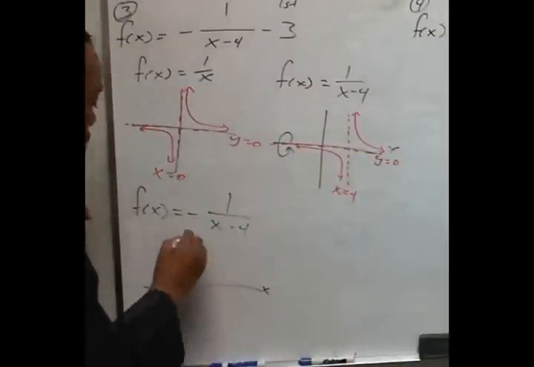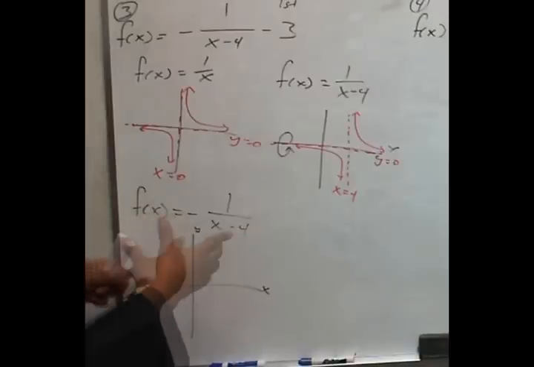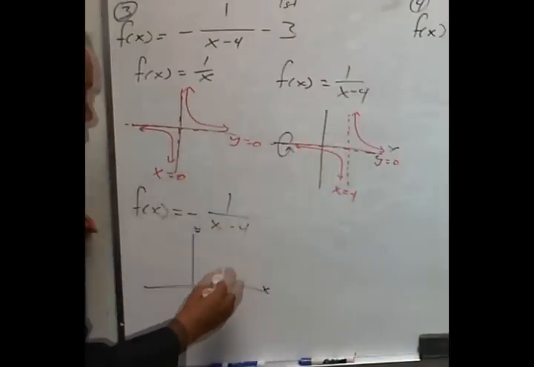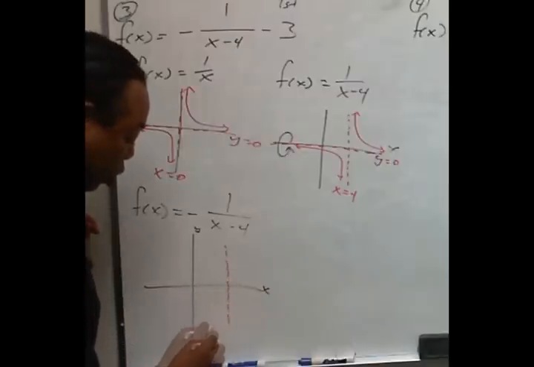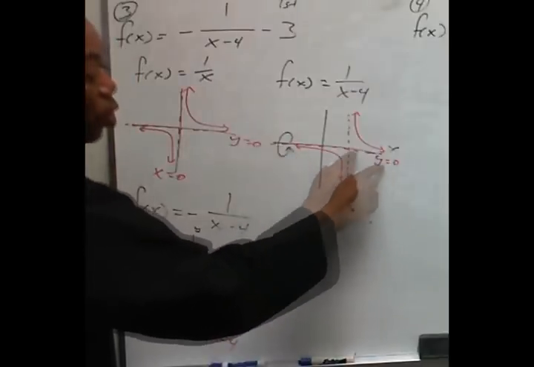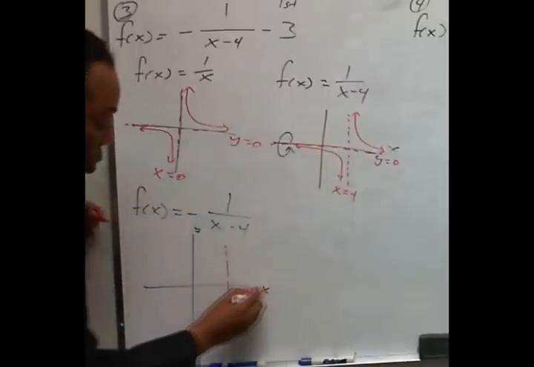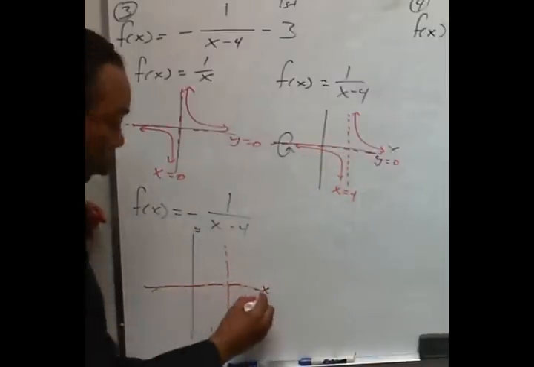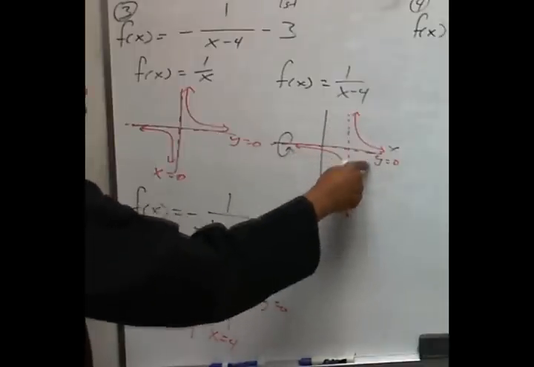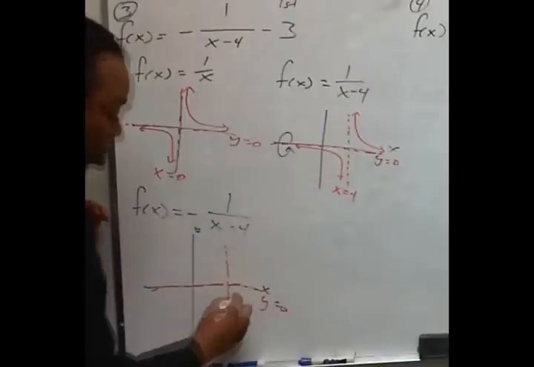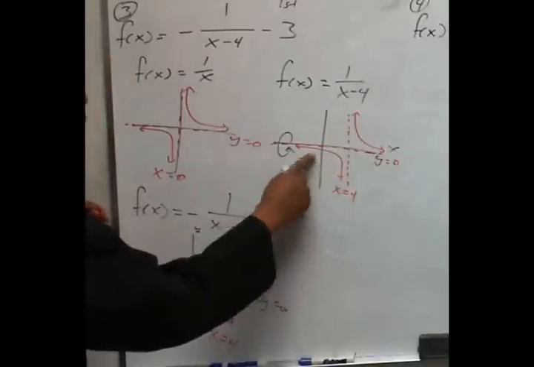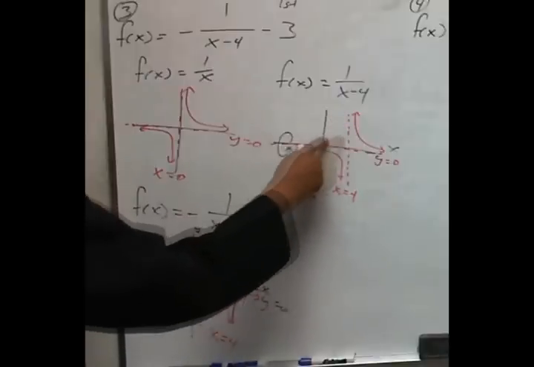So, with that reflection, I start with my asymptotes. This asymptote, if reflected about the x-axis, remains x equals 4. And if you reflect y equals 0 about the x-axis, it will remain y equals 0. If you rotate this piece right here around the x-axis, it will end up down here. And if you rotate this piece along the x-axis, it will show up on top.